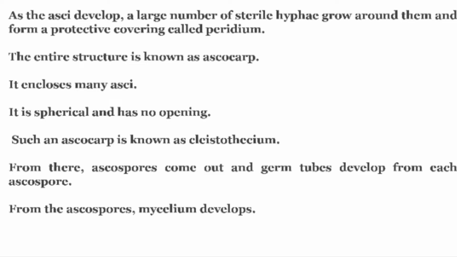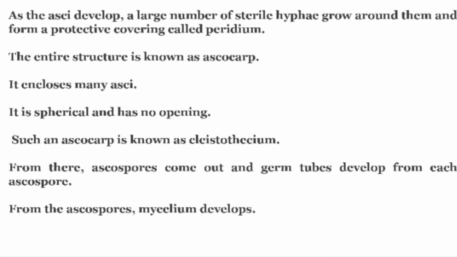Each segment consists of one male and one female nucleus. Germ tubes develop from each ascospore. From the ascospores, mycelium develops. The nuclei in these cells fuse to form a diploid nucleus, that is karyogamy.